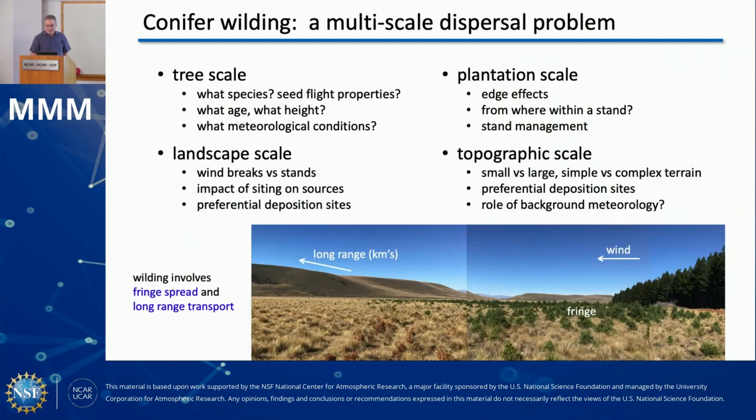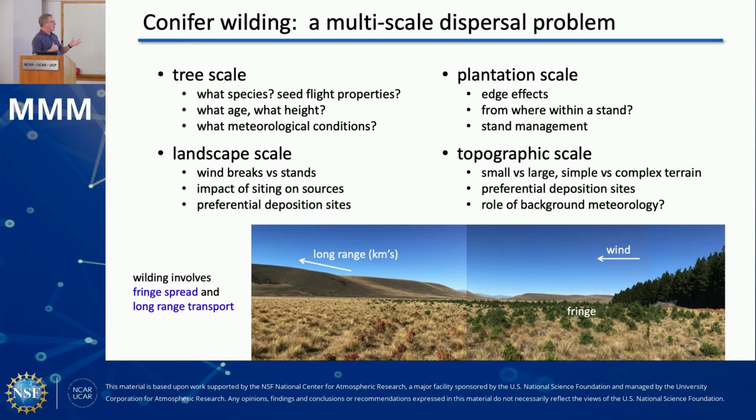All right, so conifer wildings, conifers moving on the landscape, are a multi-scale problem. There's how tall the trees are, how densely packed they are, where the cones are, where they live, at what age, and what the meteorological conditions are that are required for the cones to open up and let the seeds go. There are landscape questions in terms of how the stands are out there. Are they in patches? Are they in windbreak-like rows? How that changes the fluid mechanics.